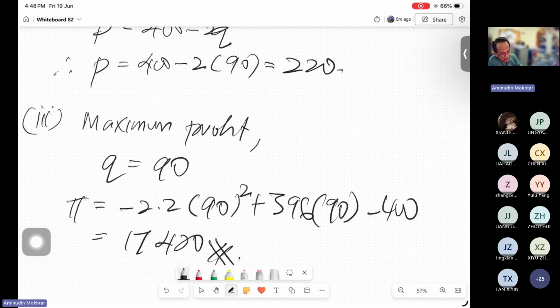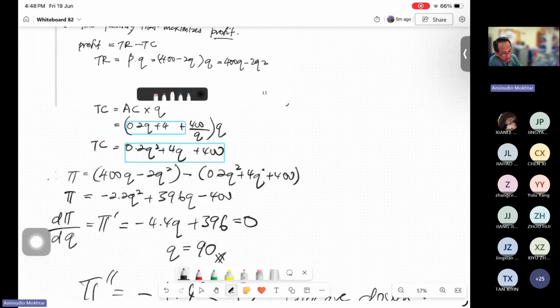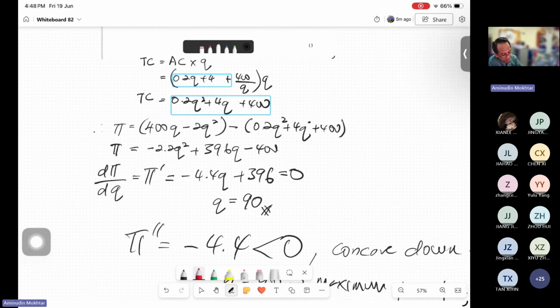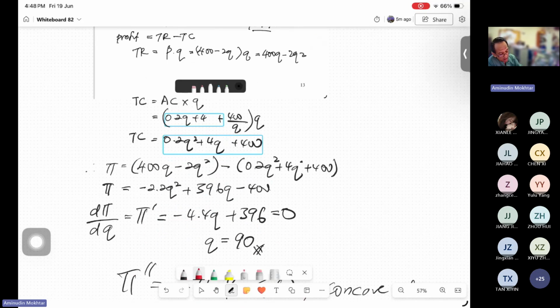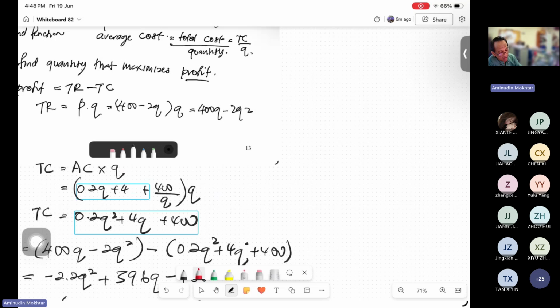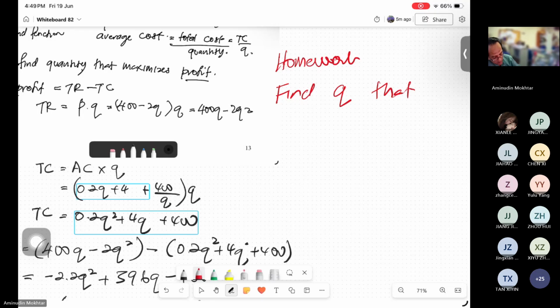Okay, then for your homework, before I stop our class today, please find the quantity that maximizes TR, based on this equation, based on TR and TC.